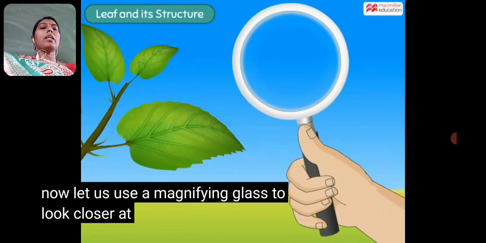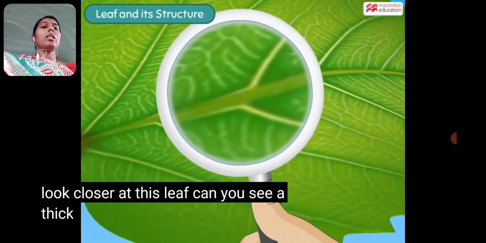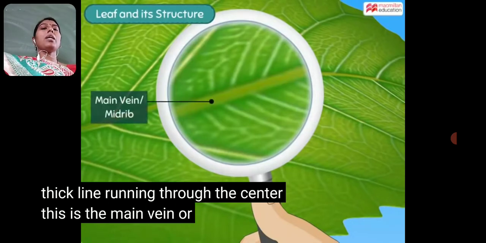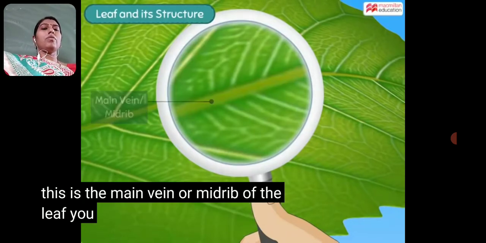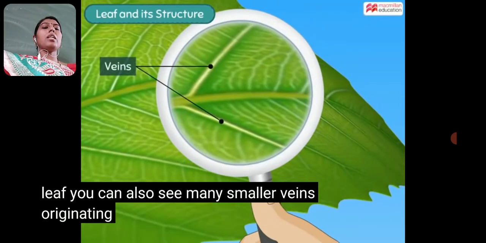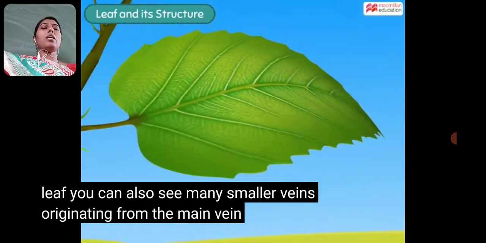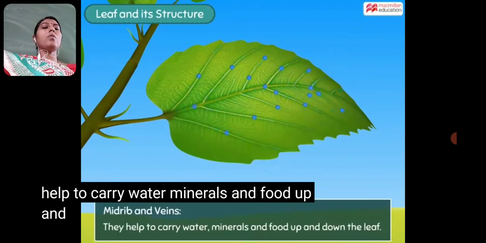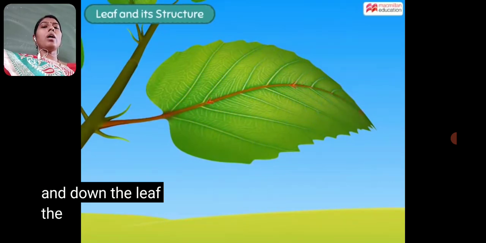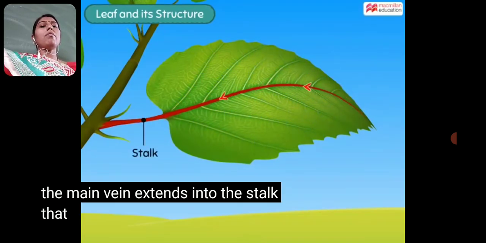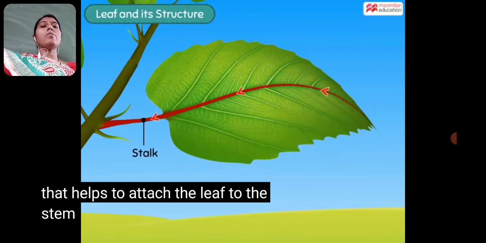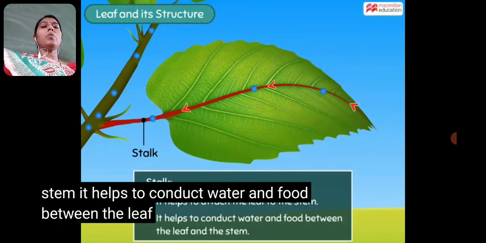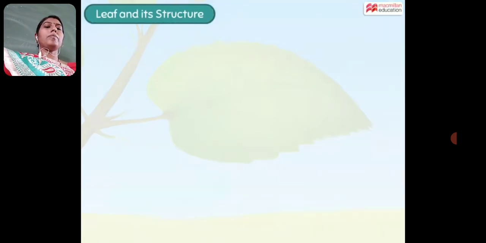Now let us use a magnifying glass to look closer at the leaf. We can see a thick line running through the center. This is the main vein or midrib of the leaf. You can also see many smaller veins originating from the main vein. These help to carry water, minerals and food up and down the leaf. The main vein extends into the stalk that helps to attach the leaf to the stem. It helps to conduct water and food between the leaf and the stem.